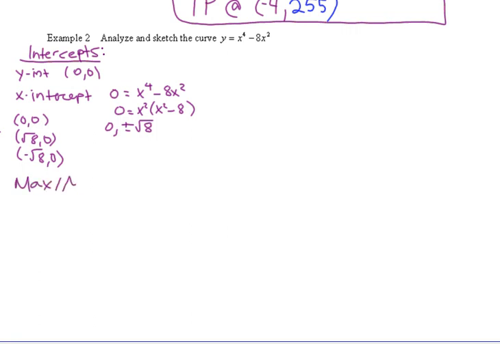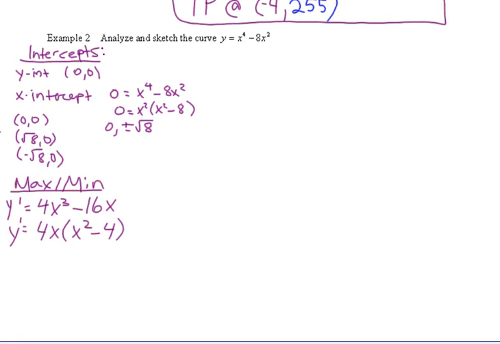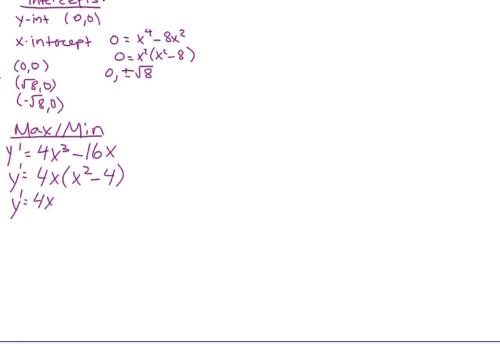Max mins. How do we get our max mins? Y prime. Same way we always do. Okay. 4x cubed. So factoring this, 4x we can pull out. Hey, guess what? We have a difference of squares. So, critical values: 0 plus or minus 2.